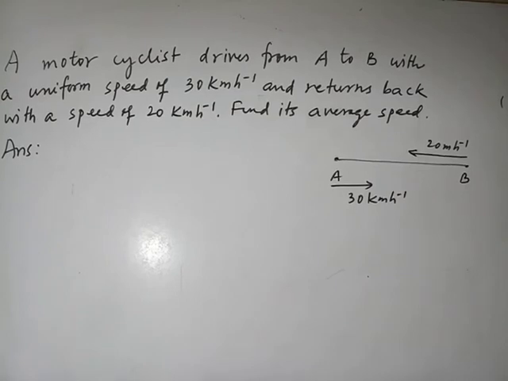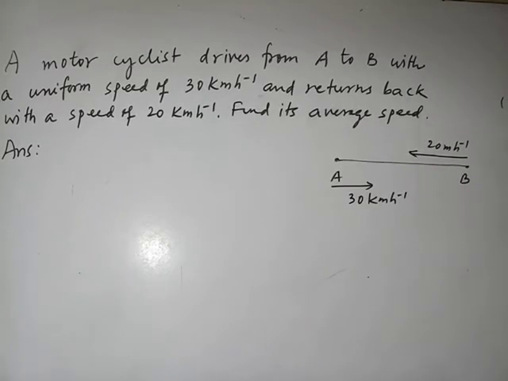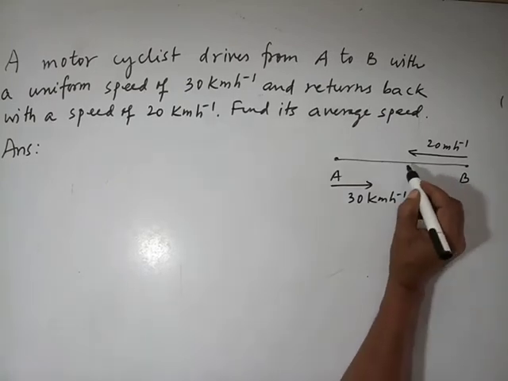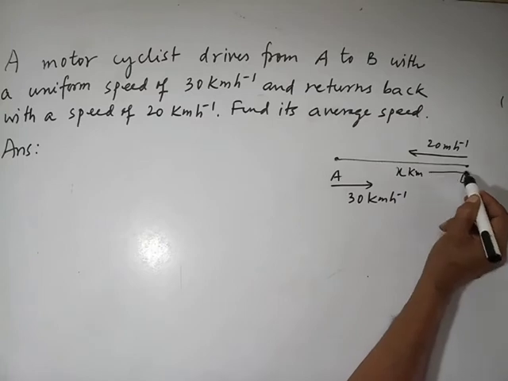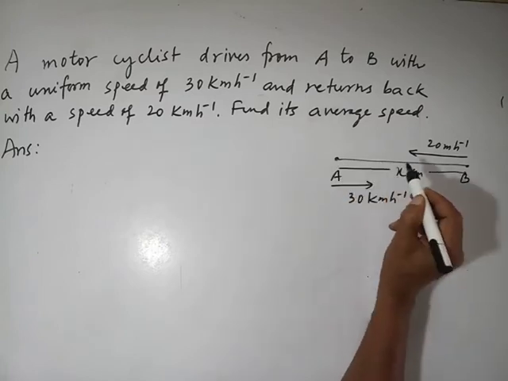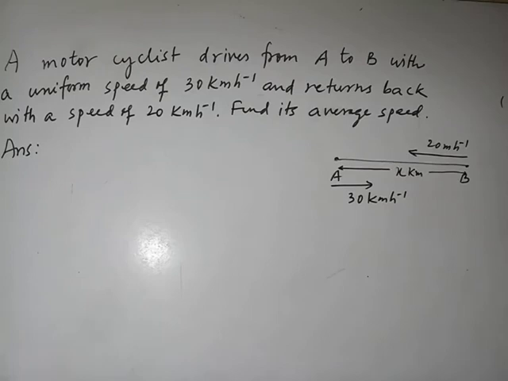So, in order to find the average speed, we have to find how much time is taken going from A to B and how much time is taken to return from B to A. The distance between A and B is not given. So let the distance be x kilometers.